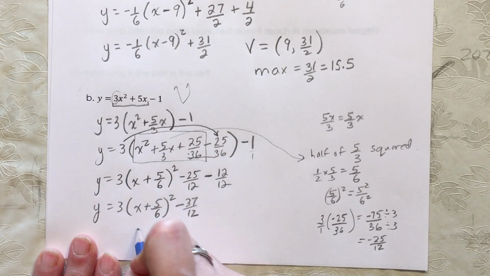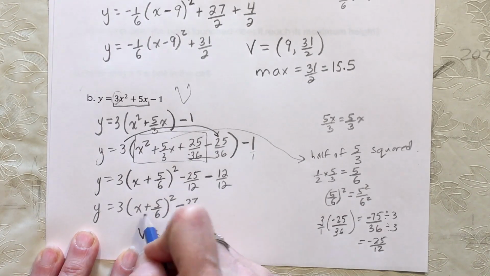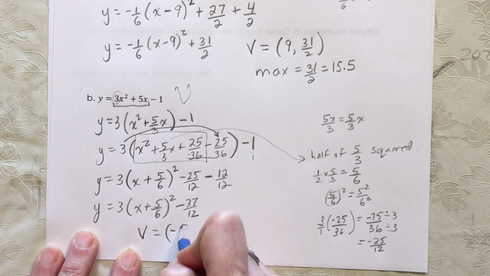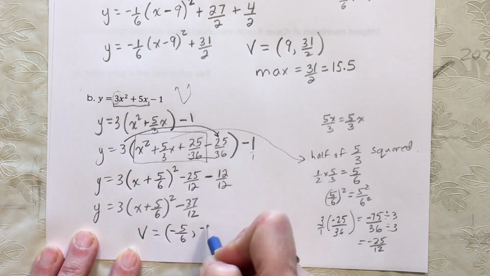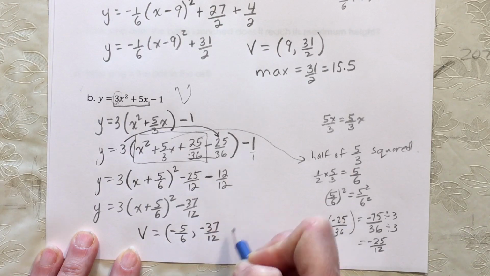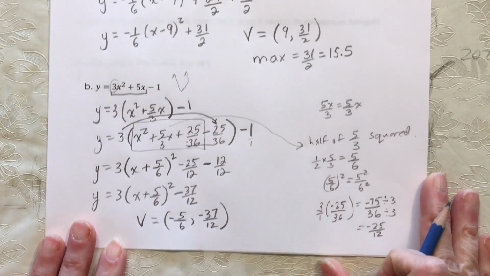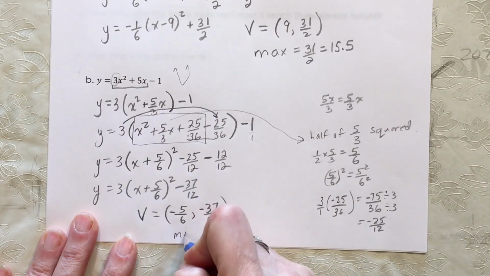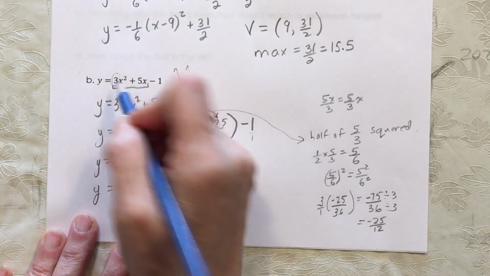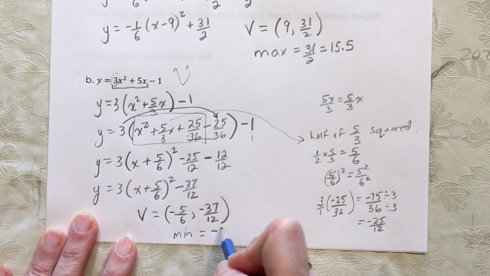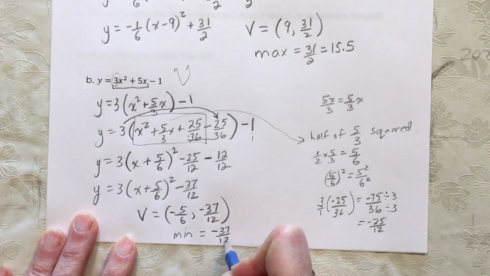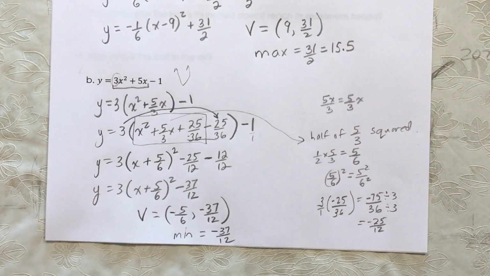So our vertex, the exact vertex, is going to be at negative 5/6. Be careful there. Negative 37 over 12. And we said at the beginning we'd have a minimum because the a value is positive, and our minimum value is going to be negative 37 over 12. Okay, so that's kind of a recap of Monday.